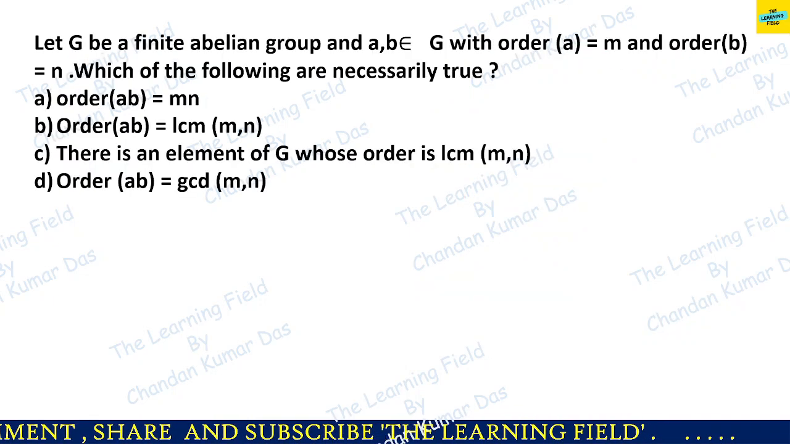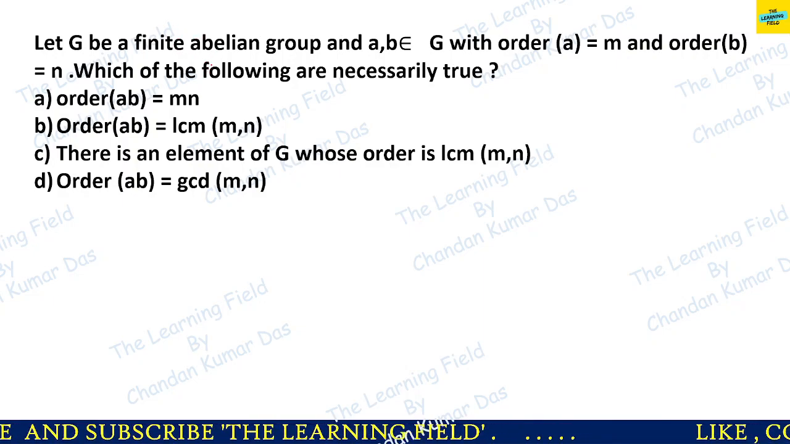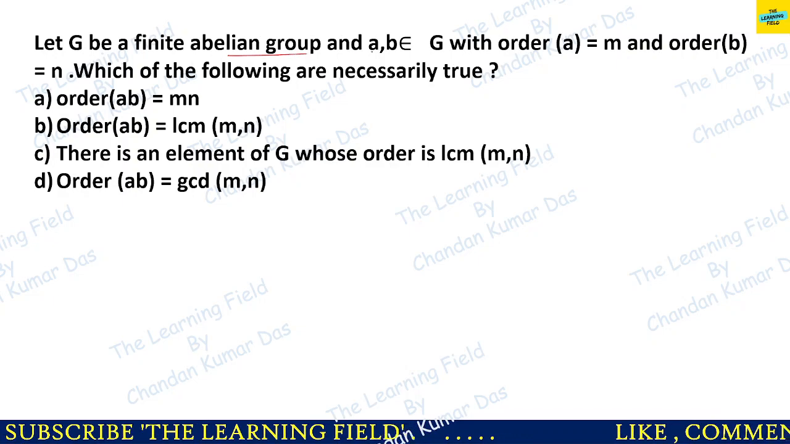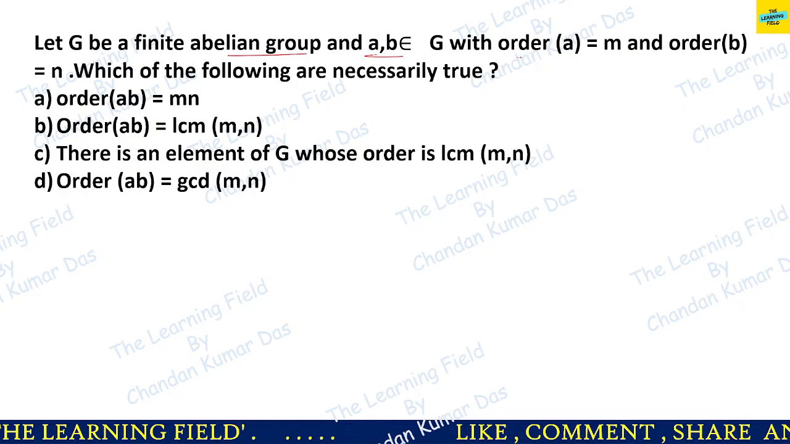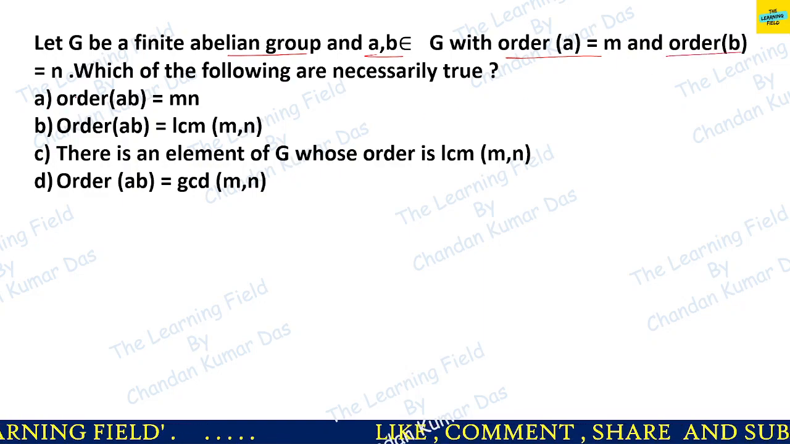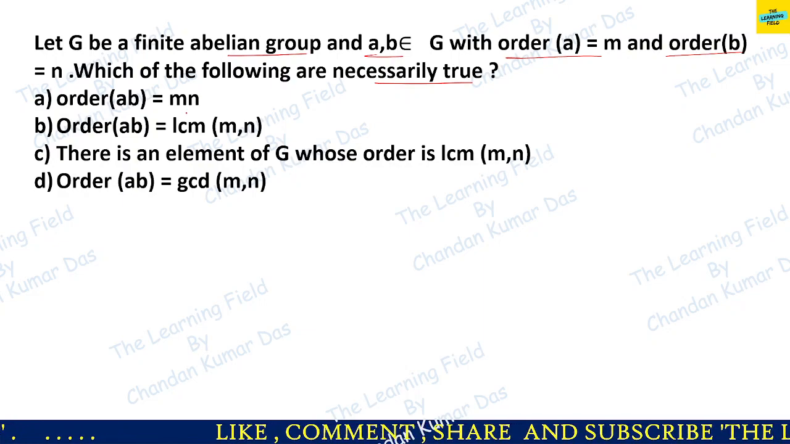Now the next question says: let G be a finite abelian group and A, B belong to G with order of A equal to M and order of B equal to N. Which of the following is necessarily true? Order of AB equal to MN.